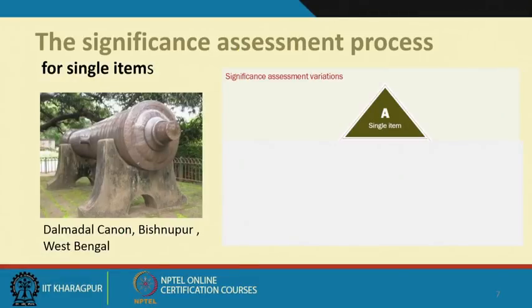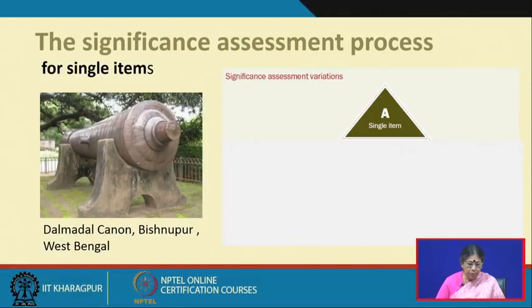Another example is a cannon, the Dal Madal cannon in Bishnupur. It is now positioned near the terracotta temples of Bishnupur. It has historical significance, because it helped the kingdom there to win battles and to protect itself. It has a lot of historical significance, this piece of weapon placed there. So, this is again an example of a single object.